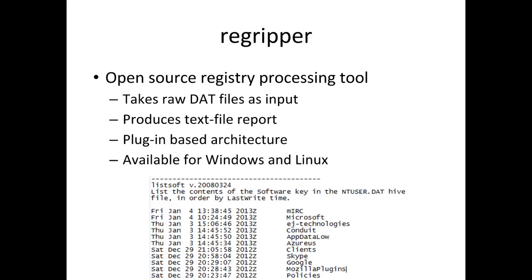And one of the things that you've been asked to use is something called Registry. It is an open source registry data processing tool. It will take the Hive files that you're extracting from the image. It will produce a nice text-based report. It is available for Windows and it is available for Linux. There's a lot of information that you're able to extract using Registry.